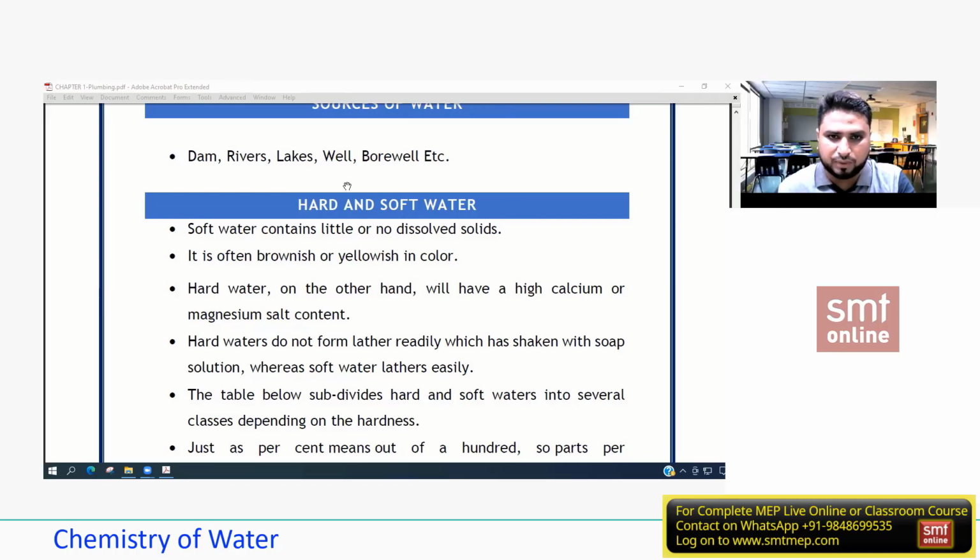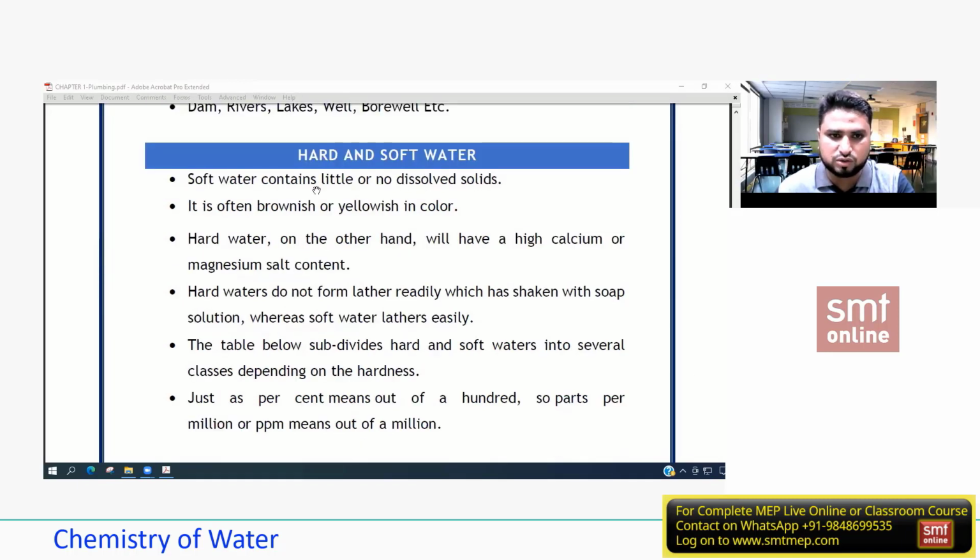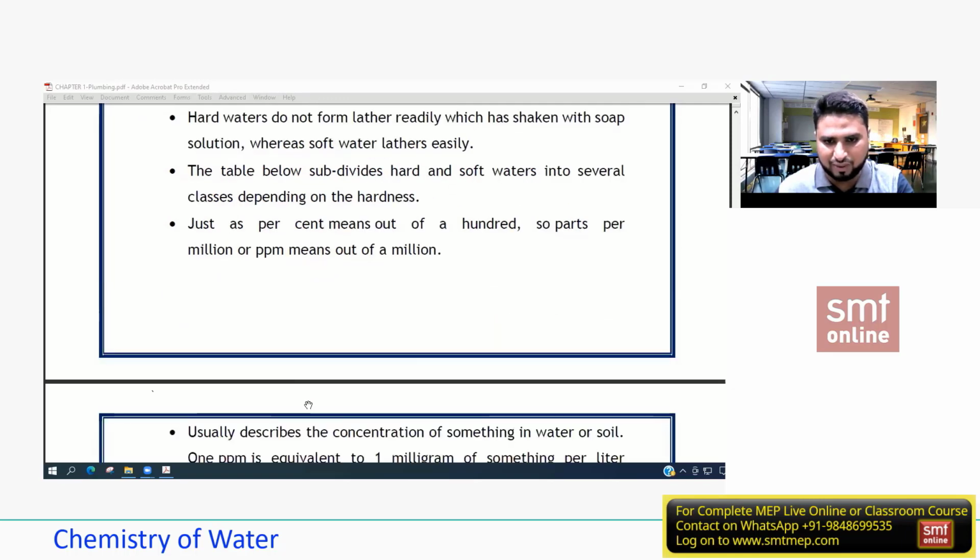Okay. Coming back to the topic, I was discussing the hard and soft water. We have seen 2-3 points, and the fourth point is that the table below subdivides the hard and soft water into several classes depending upon the hardness.